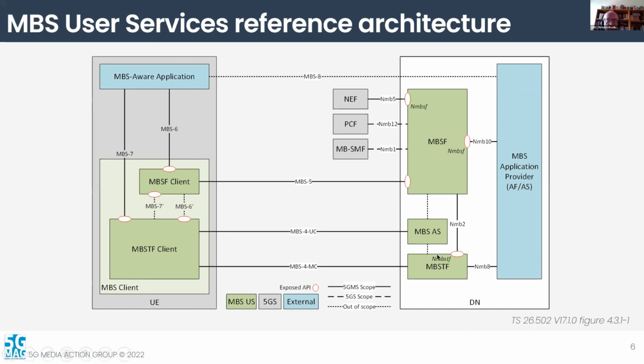So the last bit of the jigsaw that I haven't talked about is this MBS AS. And this is provided as a means of doing unicast repair when the main multicast broadcast service proves unreliable, perhaps because you're moving around and you've dropped some packets or some other reason. But the MBSTF client can repair anything that's missed over this MBS-4 UC reference point. So that's the basic reference architecture there.